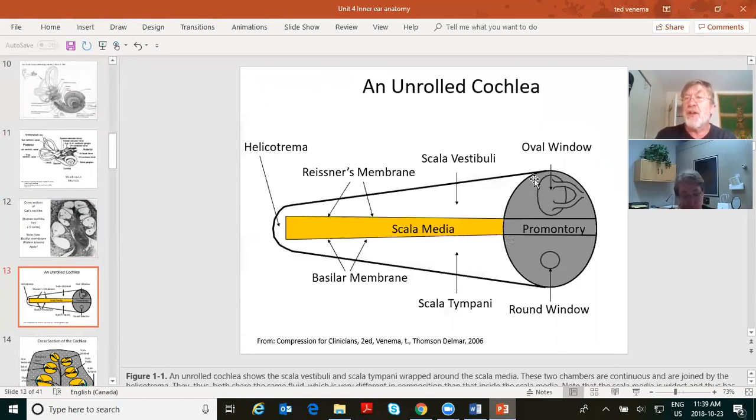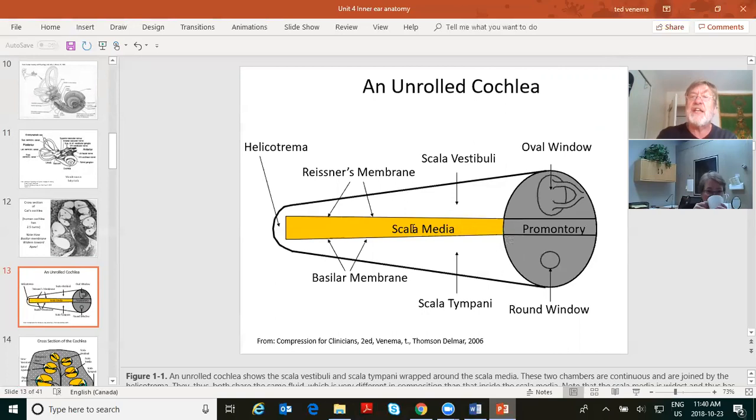Here's my picture then of an unrolled cochlea to help give you some idea as to the arrangement this way. Oval window pushing in and out communicates with the scala vestibuli, bony labyrinth, pushing the fluid around the helicotrema, and then around out to the scala tympani, which is also bony labyrinth, bulging the round window out. As this pushes in, round bulges out.